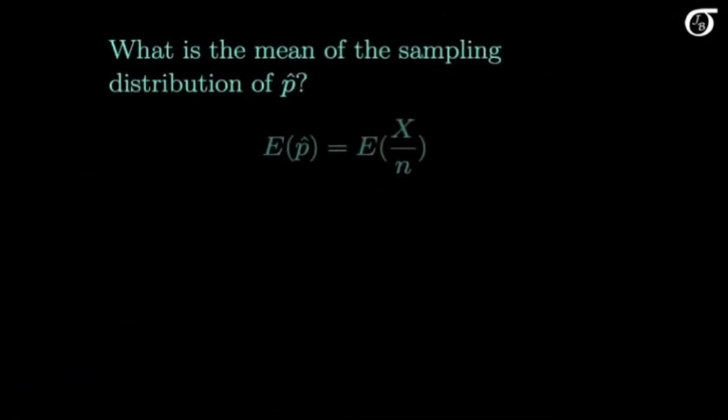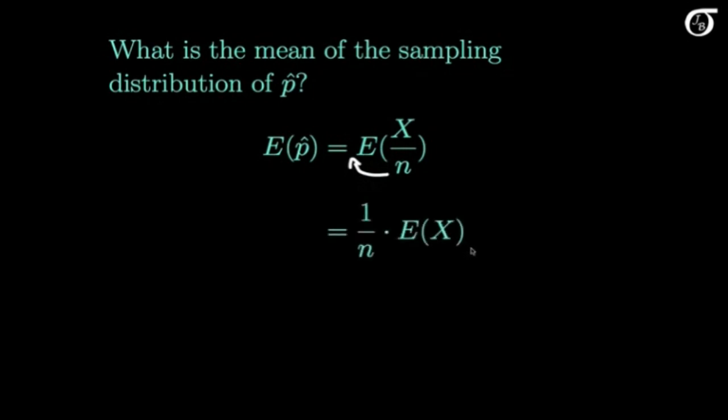What is the mean of the sampling distribution of p hat? The mean or expectation of p hat is the expectation of x over n. Recall that when we multiply a random variable by a constant, the expectation gets multiplied by that constant. So we can take this 1 over n out front in front of the expectation. And we end up with this.